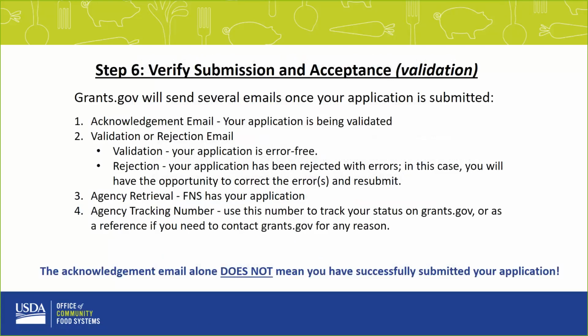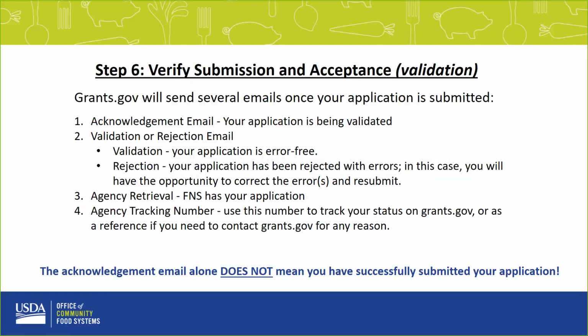After submitting your application, you will receive several emails from Grants.gov. The first email simply states that Grants.gov has received your application and is verifying if there are any errors with the application package. This is not an indication that the submission was successful, yet.